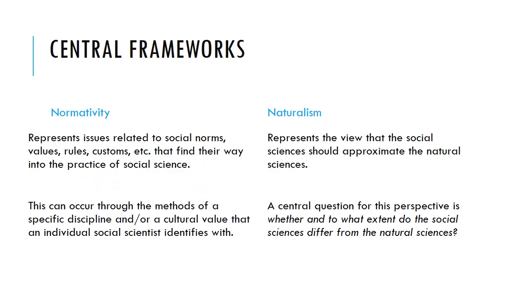The chapter for this week identifies three themes that are central to the philosophy of social sciences, or as we can now think of it, the study of social sciences. Those three themes are normativity, naturalism, and reductionism. I'm only going to focus on the first two, normativity and naturalism, for this lecture and throughout the course.